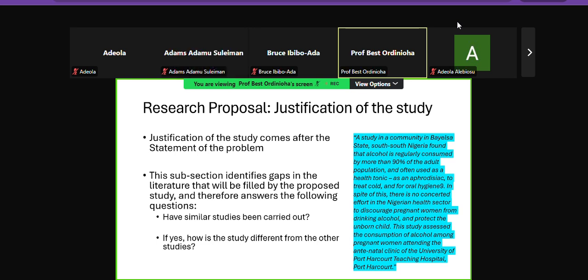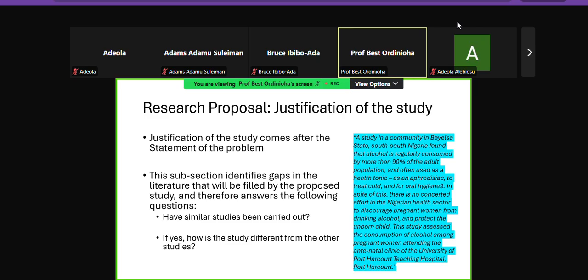And how do you identify a research gap? You identify a research gap by answering two questions. The first one is, have similar studies been carried out? Yes or no? And then if yes, how is your proposed study different from other studies? So you have to justify your study.